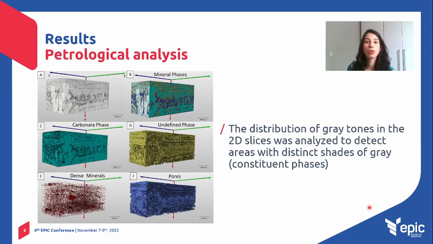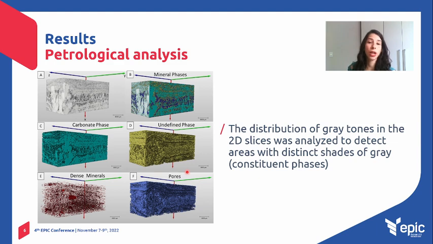Now I'm going to show our results starting with petrological analysis. The variations in shades of gray were analyzed in the slices to identify areas of different materials. The plugs studied were segmented into three mineral phases, and here in this picture we show it. We have carbonate phase, undefined phase.